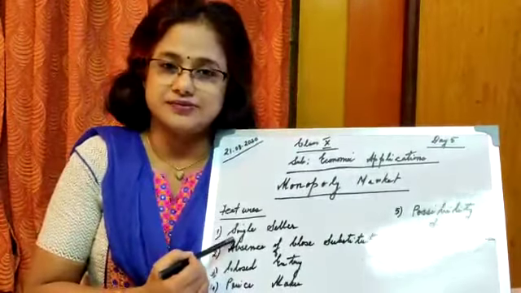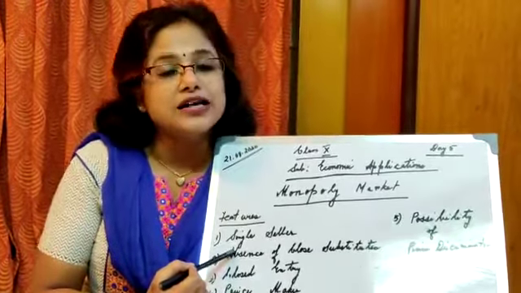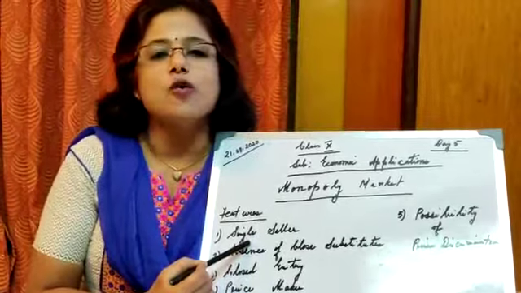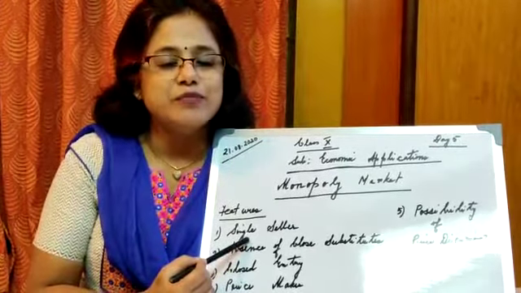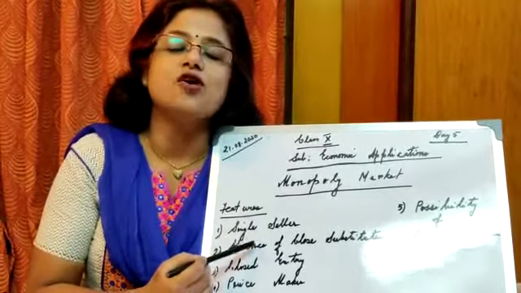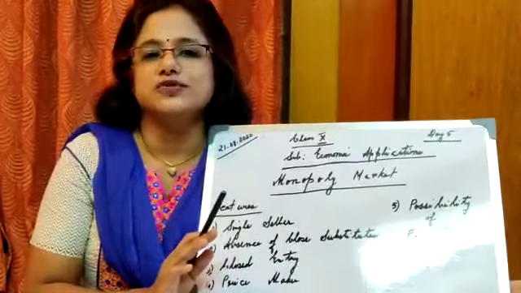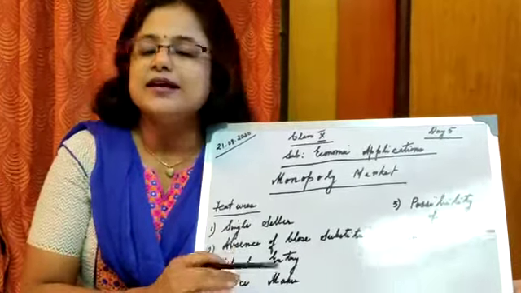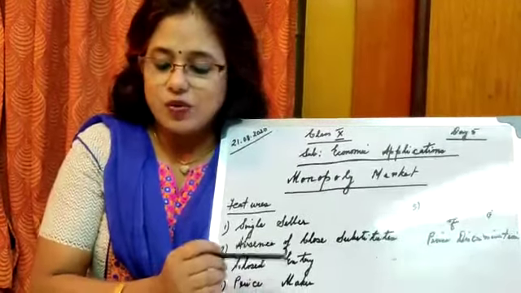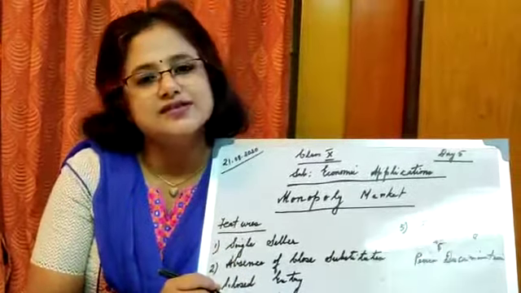Now come to the features. The first feature is single seller. Monopoly is a market situation where there is a single seller or producer of the commodity. And because he is a single seller, he has total influence on the supply of the commodity. If he doesn't supply, there will be no commodity in the market. Similarly, buyers are large, but the seller is single.